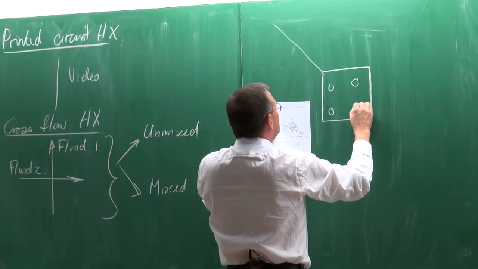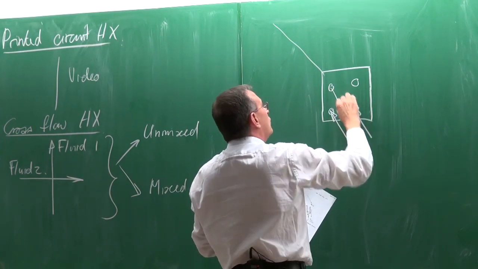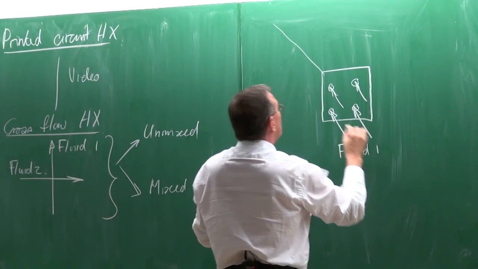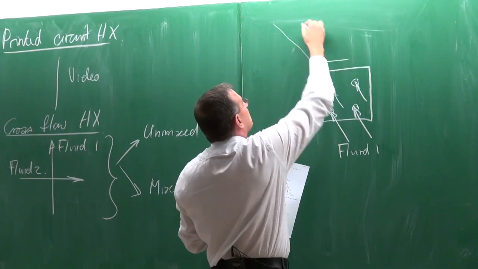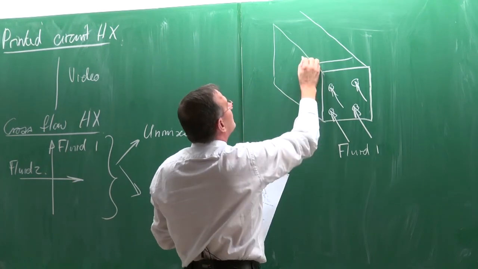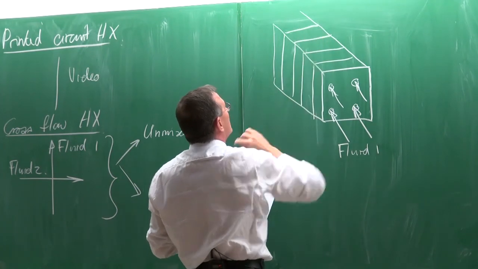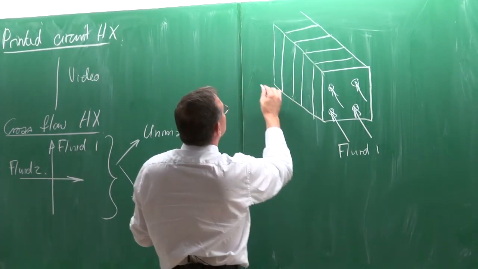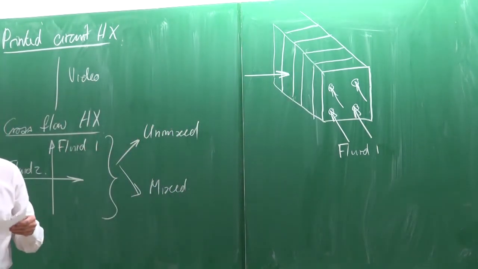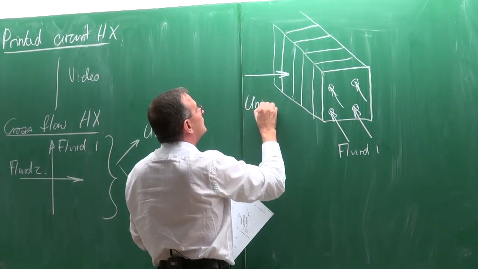This is now the tubes through which fluid 1 will flow. So that's fluid 1. And what we have here is plates, typically like that. Lots of them, normally quite close to each other, a few millimeters. And then fluid 2 will flow through the plates. Okay. And this will be a case of unmixed flow.